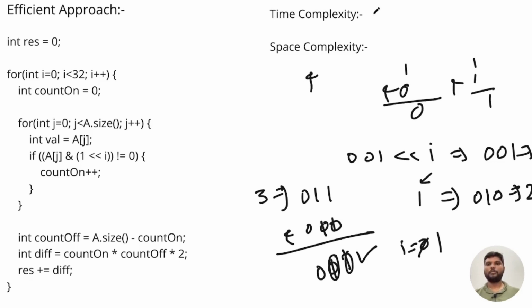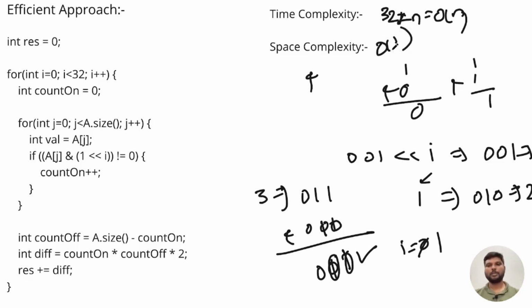Now what is the time complexity of this solution? Well, we are running 2 for loops, but the first for loop goes until 32 and the second for loop goes till n. So the time complexity is 32 times n, which is equal to O of n only. And what's the space complexity? We are not using any extra space, so the space complexity becomes O of 1. Okay, so hope you are clear with the approach.